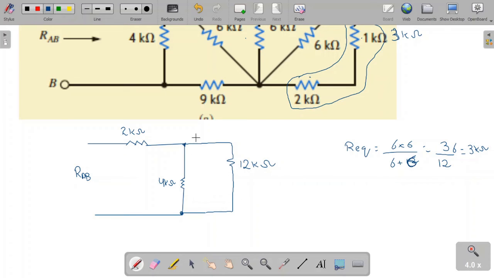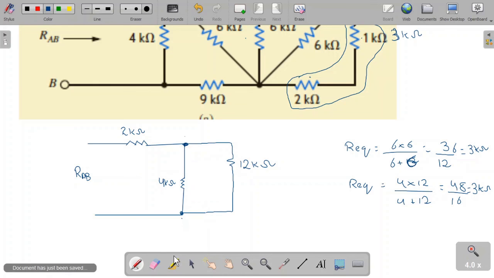Now again on one side these 4 kilo ohm and 12 kilo ohm resistors are connected to this node, on the other side they are connected to this node, which means that they are in parallel. Fine. So now I am going to take the parallel combination. So 4 and 12 parallel combination, 4 multiplied by 12 divided by 4 plus 12. 4 multiplied by 12 is 48, 4 plus 12 is 16, which comes out to be 3, which means 3 kilo ohm. So I can replace these two resistors by 3 kilo ohm.